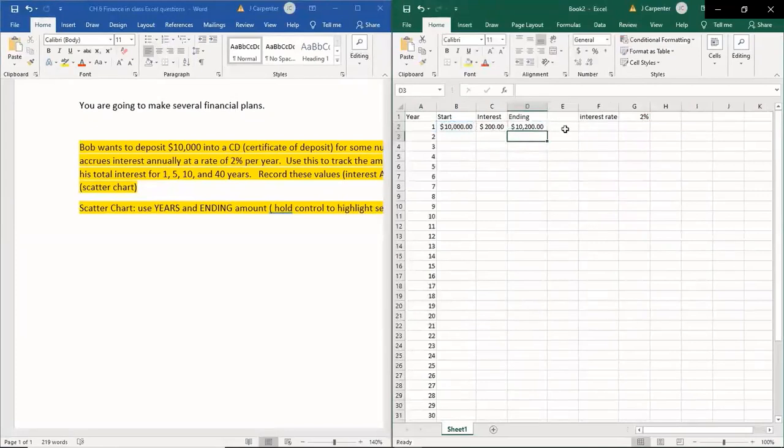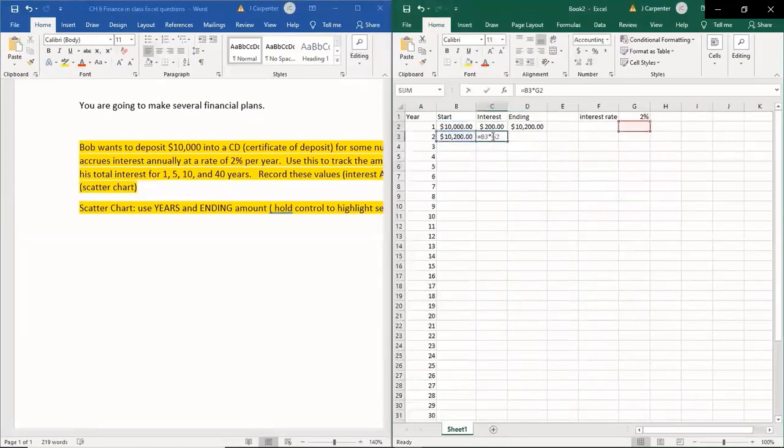So 1 year in, we gained $200 for free, and we now have $10,200. For year 2, we just link year 1, end balance, so equals, and then click that cell. Boom. Watch what happens if I drag the interest down. It's a dash. Ooh, that's wrong.